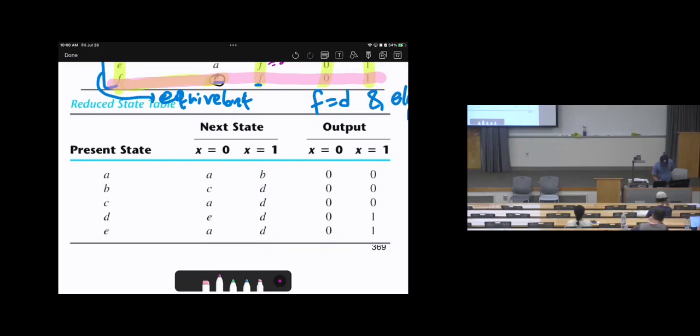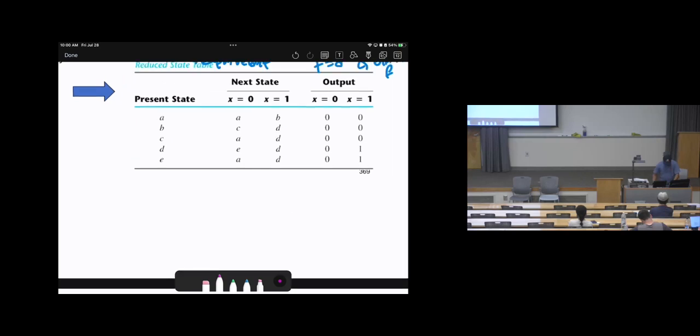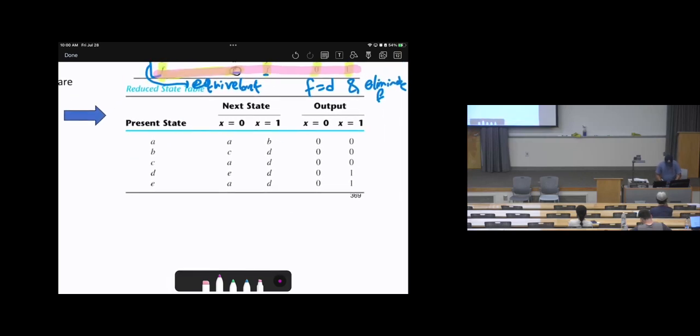So this is D, this is E. Yes, this is the same way here. This is D here, that's fine. But this is not the same way, so we cannot simplify it. So that's the simplest way. Then if we need to draw the state diagram for this part, I can draw it this way.